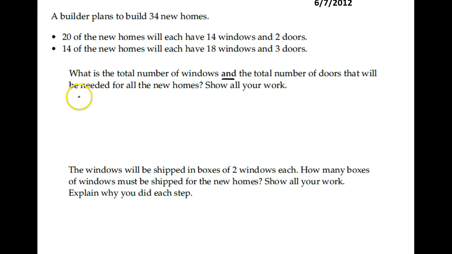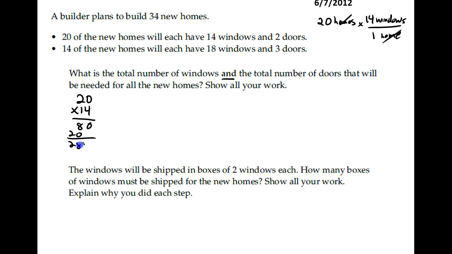Okay. It's got 20 new homes that have 14 windows in each home. So we multiply, right? 20 homes, 14 windows in each home. So we multiply 20 times 14. We get 80, and then we get 20. We get 280. That's the windows for the 20 homes.